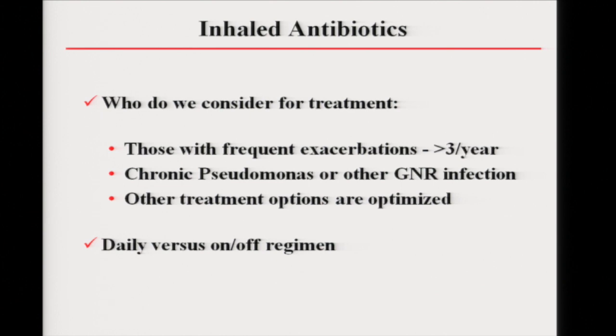Again, the themes are the same. Those with frequent exacerbations, we target more than 3. Some people debate whether it should be 2 to 3, but I think the data suggests that 3 is the right number. Clearly, the targeting is patients with chronic Pseudomonas, but other gram-negative infections like Stenotrophomonas or Achromobacter, other impactful gram-negative organisms can be responsive to inhaled antibiotics. And importantly, they should be used in conjunction with other treatment modalities like airway clearance and other things that we'll talk about to make sure that those are optimized.